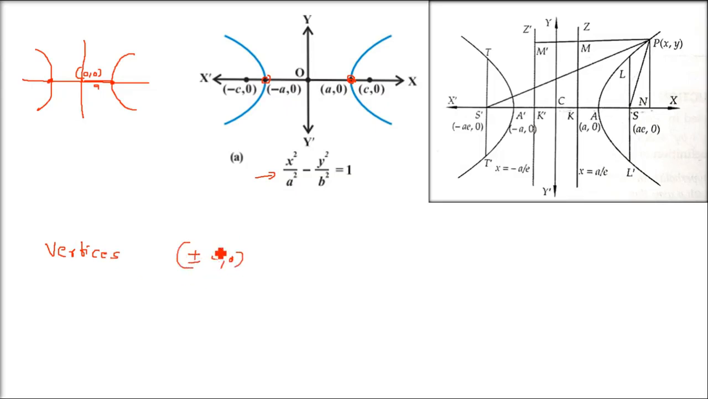So we have this plus minus a comma 0. From here to here, it's 2a. If you remember, when we talked about the ellipse, we said that we have a coordinate axis from here to here. This is the major axis. Minor axis will also be there. So this is the minor axis. Here we will have a bit of change, from A to A dash.